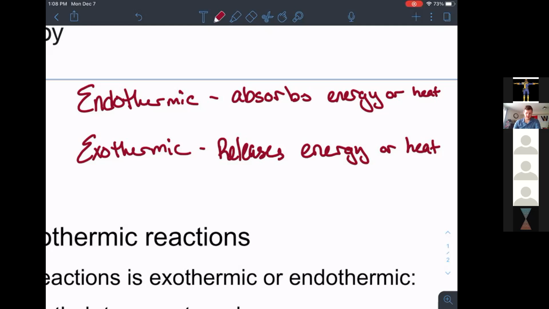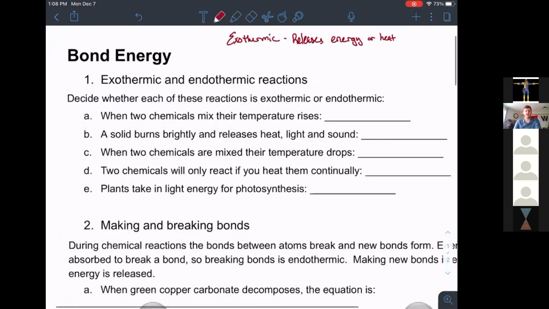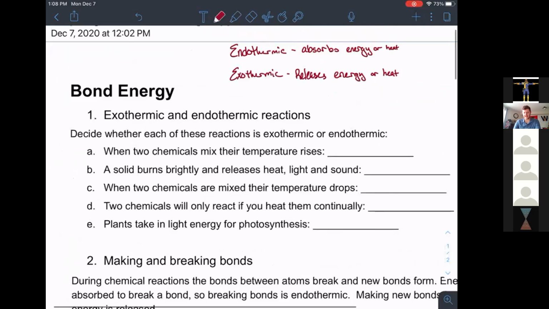All right, so now I want you guys to take about 2 minutes to go through A through E and determine if it's endothermic or exothermic based on our knowledge of endo and exothermic reactions. So just go through and write endothermic or exothermic for each of those. We'll come back as a class in a minute to go over them.